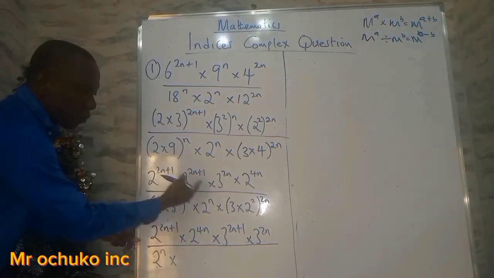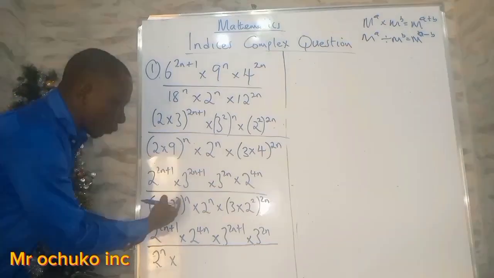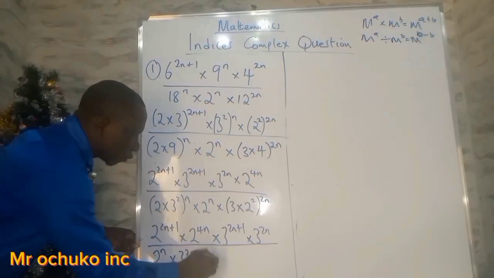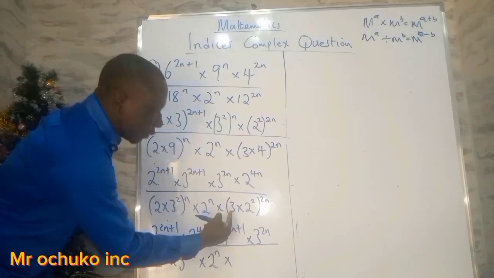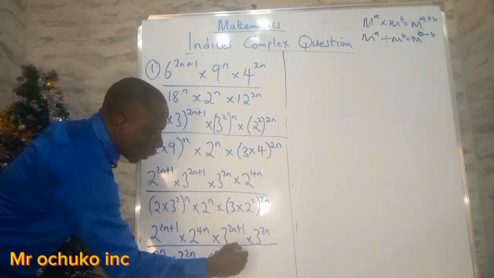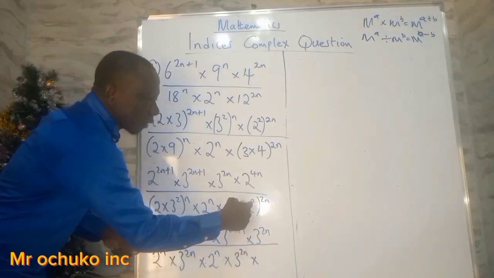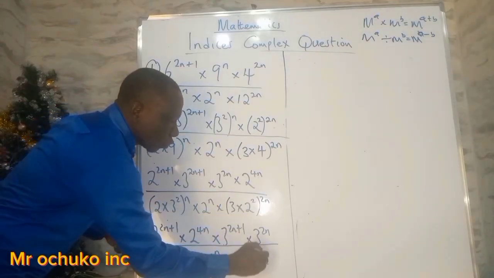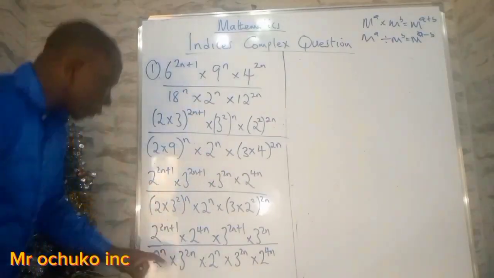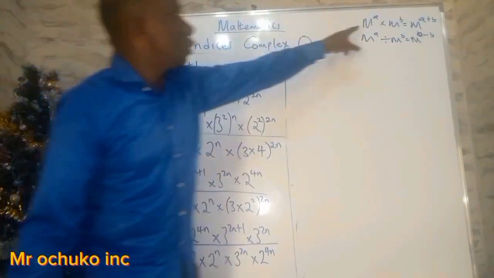When you raise a power to a power, you multiply. So 2 raised to power 2 times n is 2 raised to power 2n, then times 2 raised to power n. Then 3 raised to power 1 times 2n is 3 raised to power 2n, times 2 raised to power 2 times 2n, which is 2 raised to power 4n. I hope you have seen that. So let's move on. Now, recall this law.